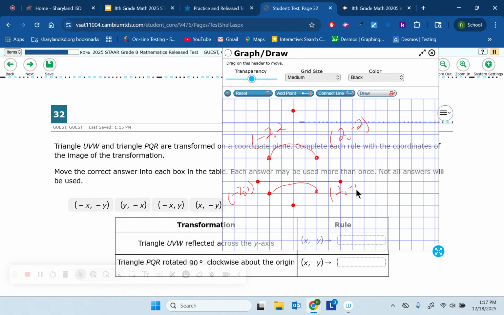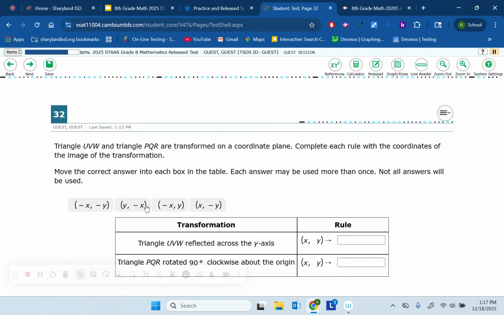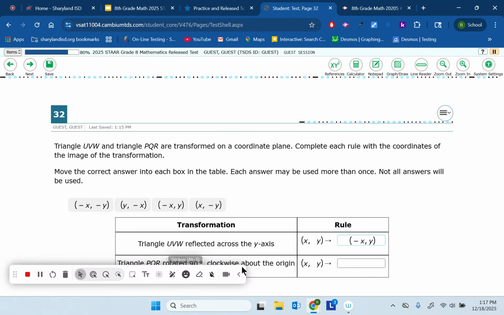I'm getting (2, -1). So I'm noticing that the 2's, this 2 and this 2, flip. This -2 becomes a +2. So either way, as we go back and forth, we're flipping the x. Only the x flips. That part is easy. So the x flips means (-x, y). Okay, how about 90 degrees about the origin?